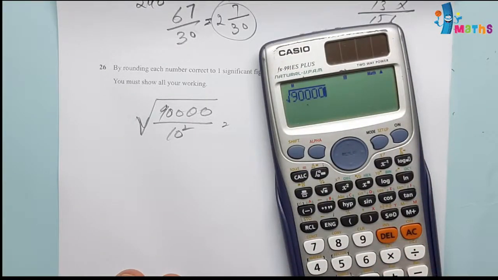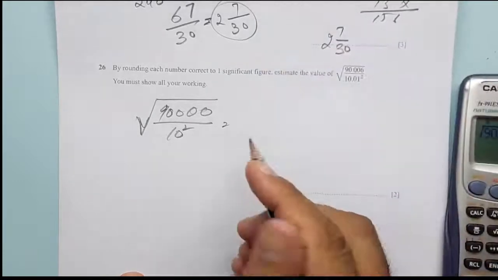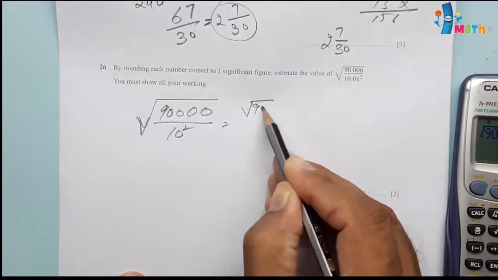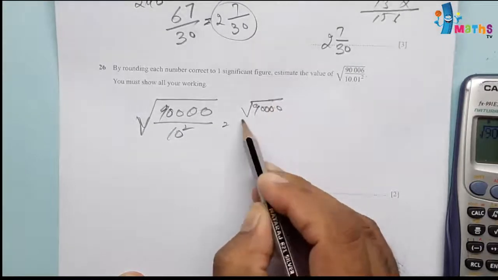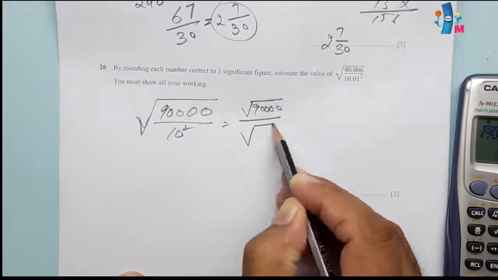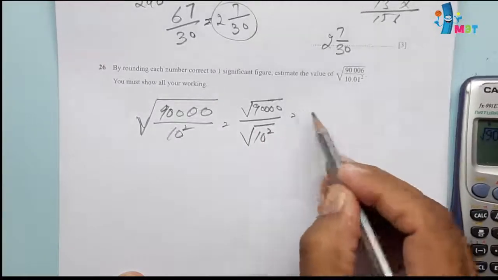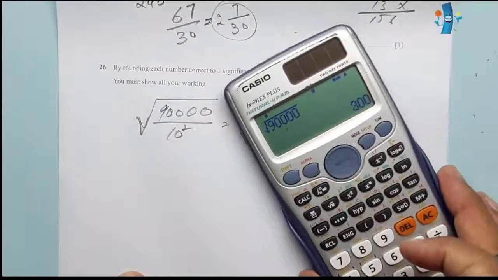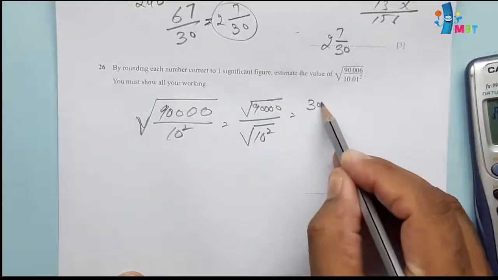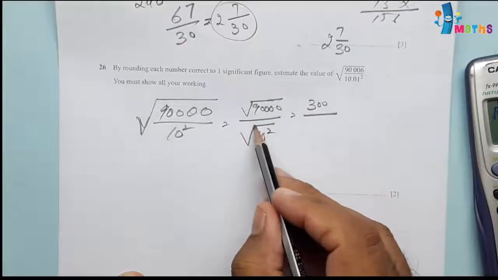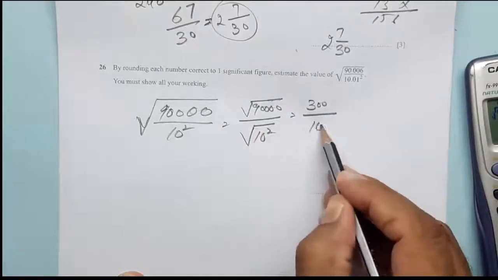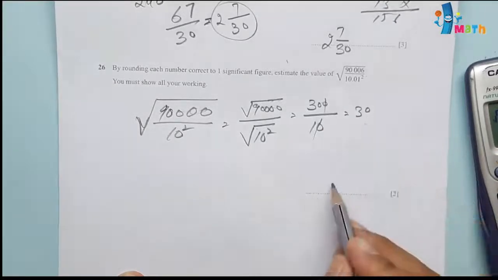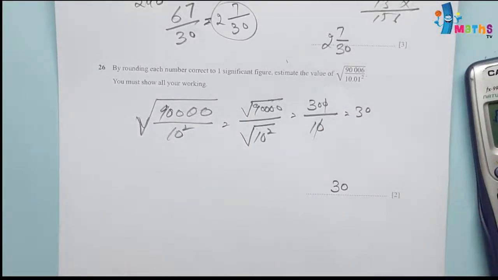If we check, the square root of this one will be 300, so we can separately write 90000 over the square root of 10 squared. This will be 300, which we checked with the help of a calculator also. So this will be 300 over the square root, and the square will cancel, so it will be 10, and this 0 will cancel with this one, so the answer will be 30. We can copy this over here.